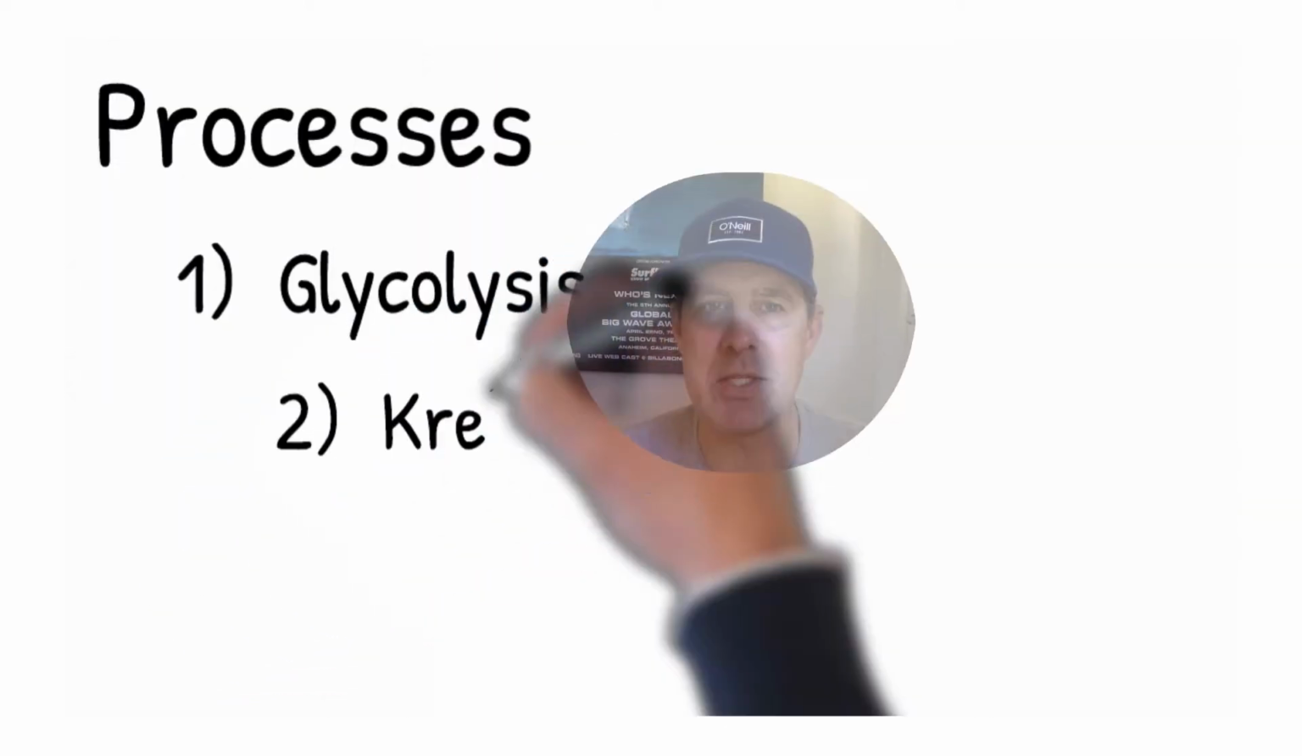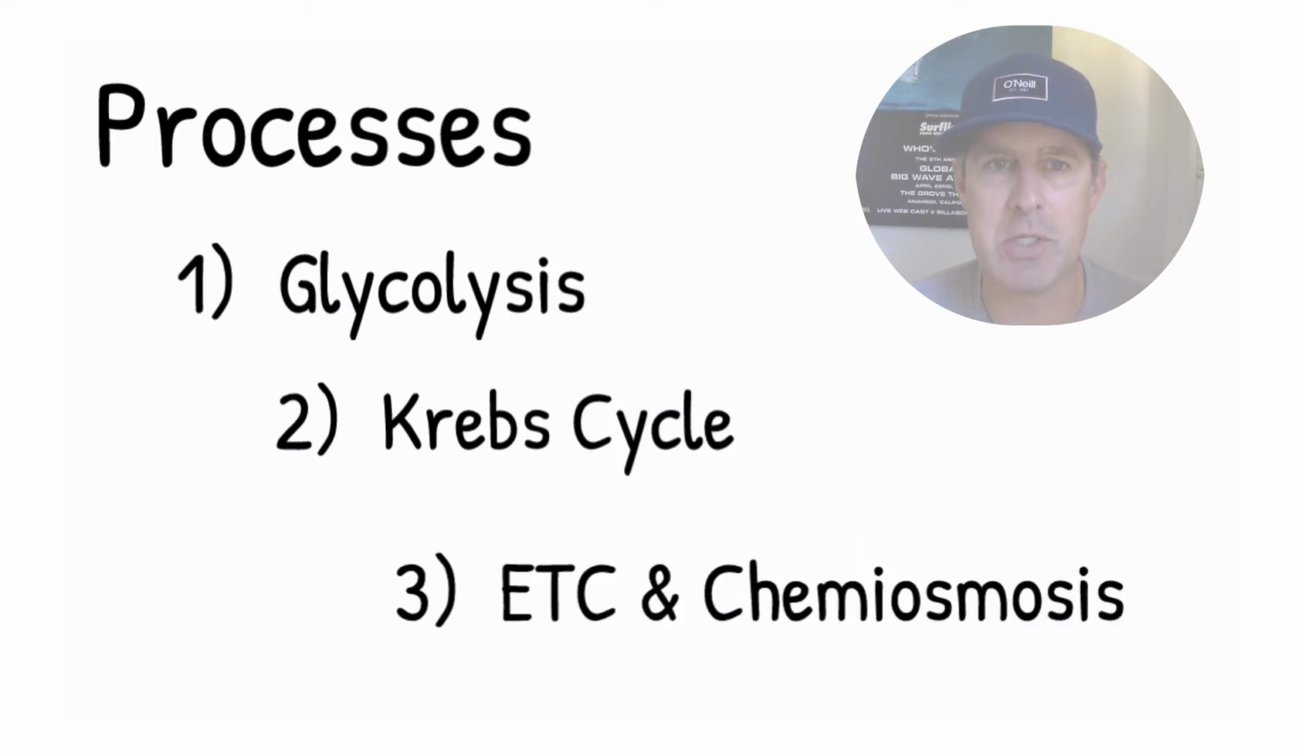Okay, there's three processes to cellular respiration. One is glycolysis. The second is the Krebs cycle, otherwise known as the citric acid cycle. And the third involves the electron transport chain and chemiosmosis. You could include oxidative phosphorylation within that description, but we're just going to suggest electron transport chain and chemiosmosis. This video is going to focus on glycolysis and the Krebs cycle, and then I'll have a subsequent one specifically for the electron transport chain.